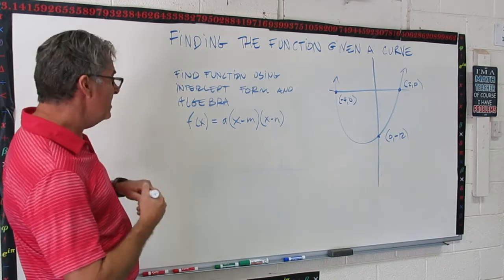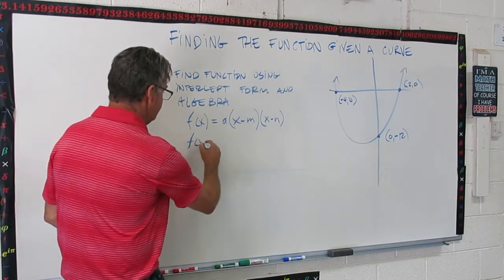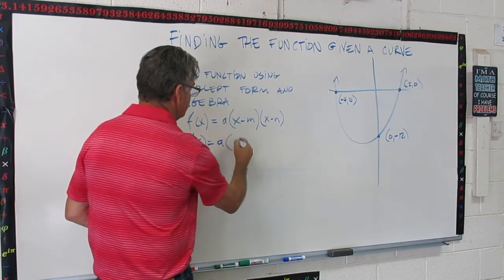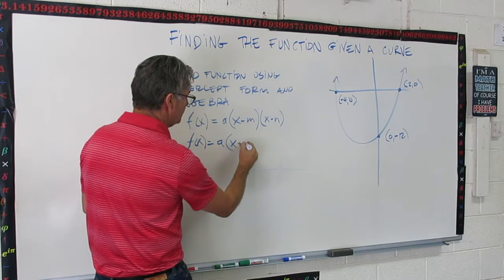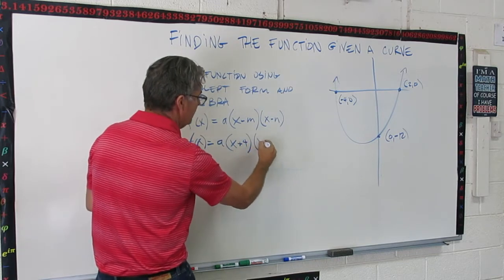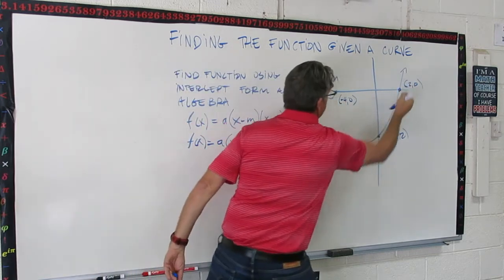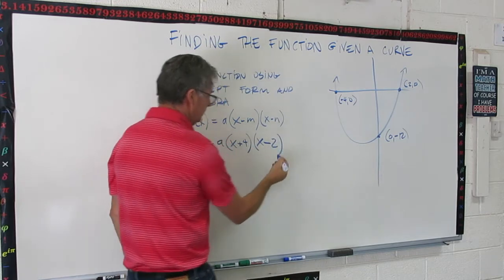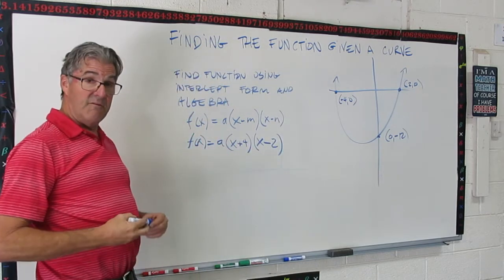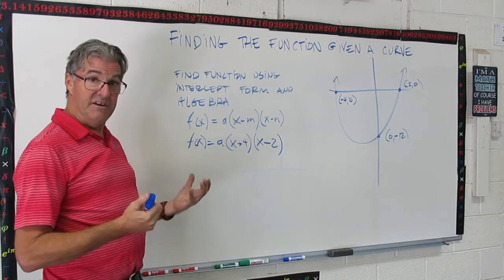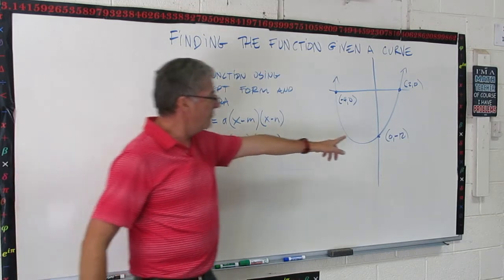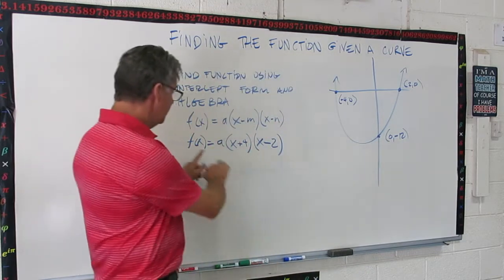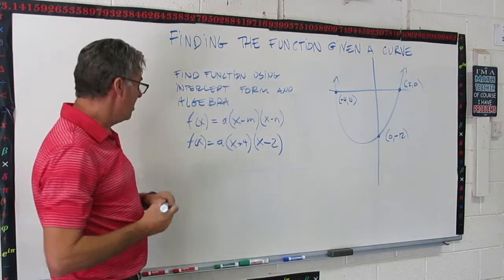First step, let's plug in my intercepts. So f of x equals a times x minus that number. So that becomes x plus 4 times x minus that number for the other x-intercept. Okay, so now we have our intercept form without our a. So now we can take another point, namely this one, and plug it in where it belongs and we can find our a.